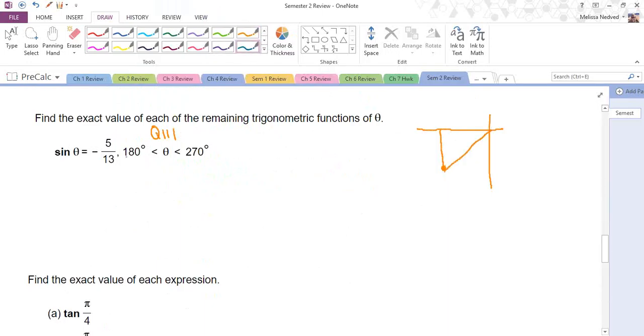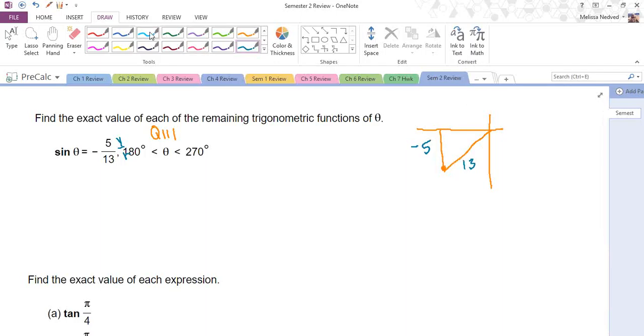Since sine is equal to negative 5/13 and sine is y over r, I know my y value has to be negative 5 and r is 13. Remember, r, or your radius, your hypotenuse, will always be positive. X and y will be positive or negative depending on the quadrant.